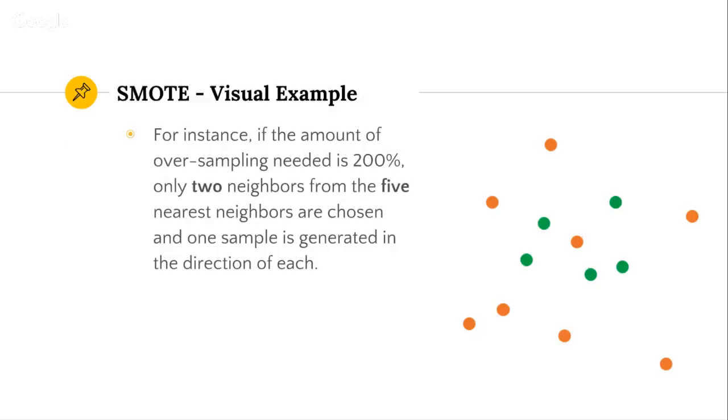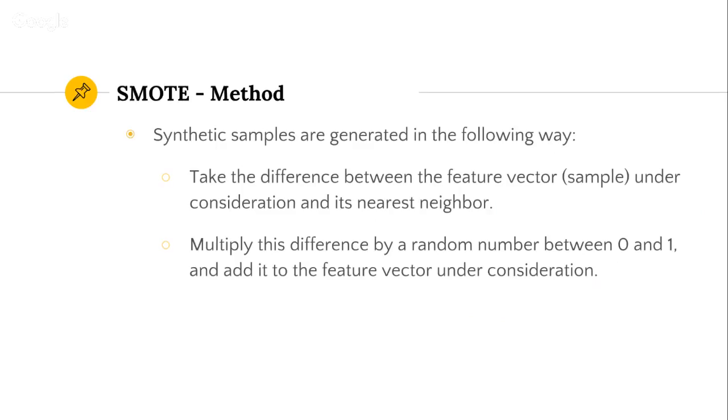To make this a little more concrete, let's say we wanted to oversample by 200%. Then we would choose 2 neighbors from the 5, randomly choose those 2, and generate samples in each of those directions. So I did this. The 5 nearest neighbors are these green ones, and I've randomly chosen 2, this one and this one. And I've generated these new synthetic samples in either direction. Easy enough?